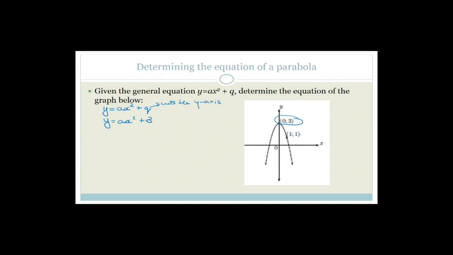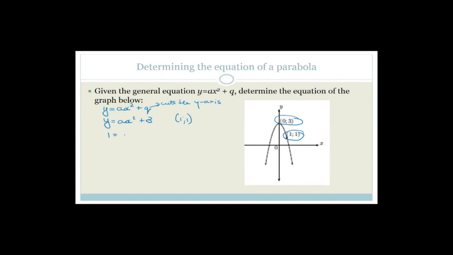Excellent. Now I've got this other point which goes (1, 1). So (1, 1) is a point on this graph. If I substitute x equals 1 and y equals 1 in here, and I solve, I'll be able to get a. So let's do that.